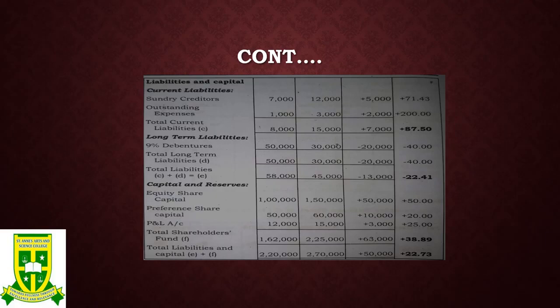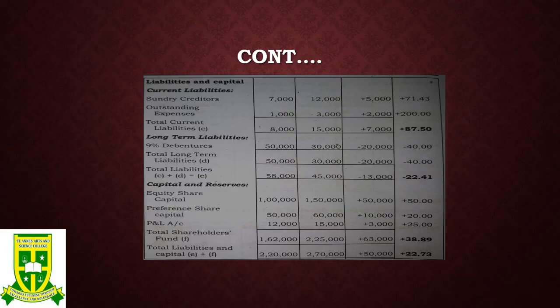Okay, next one. After finding out the total current liabilities, that is sundry creditors plus outstanding expenses, you will be getting the total current liabilities. You should write it as C. So 8,000, 15,000. It has been increased by 7,000. So 7,000 divided by 8,000, the value is 87.50. So total current liabilities has been over.